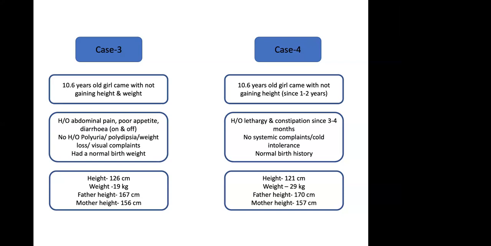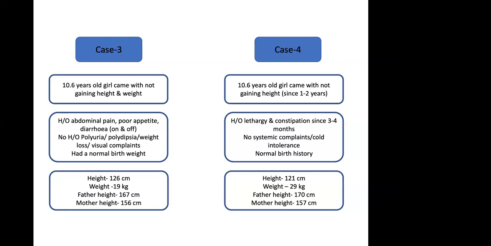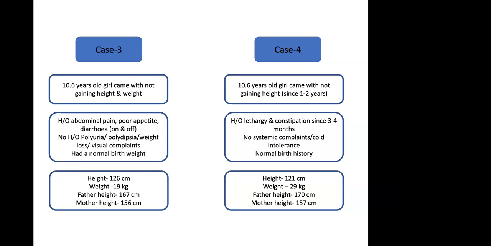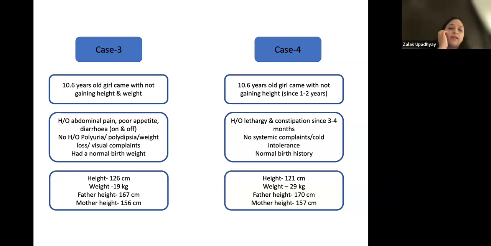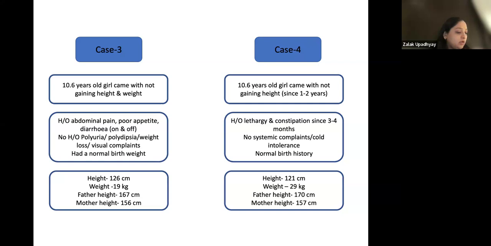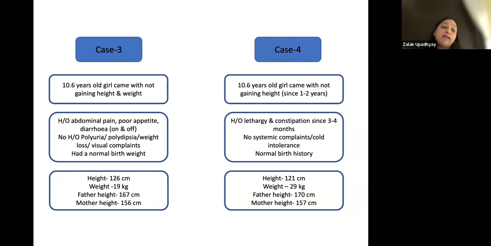Height age is 8 years in case 3. Okay, and weight age? In case 3, height age is 7 years 3 months. 10 years 6 months, 126. Height age is what? 7 years 3 months. No, it's around 8 years. Okay, but tell me the weight age. What is the weight age? 9 years 3 months? No, no, weight age. 6.5, 6 years 3 months. So, what is more affected?